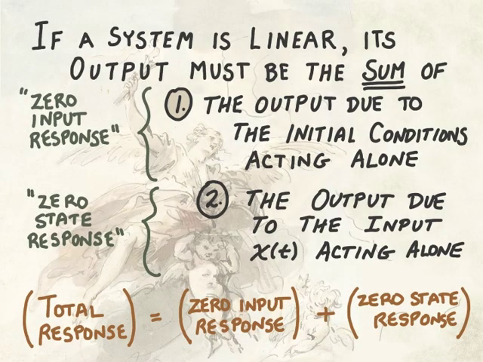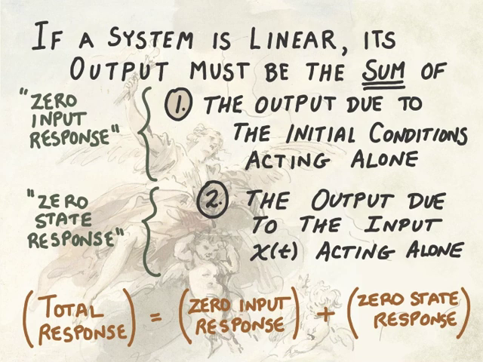When we first studied linear systems, we talked about the response, the output of a linear system, was the sum of two signals. One was the zero input response, and the other was the zero state response. The zero input response is the output of the system due to the initial conditions acting alone. That is, there is no input in this case. The zero state response is the output due to the input alone. In this case, all initial conditions are zero.